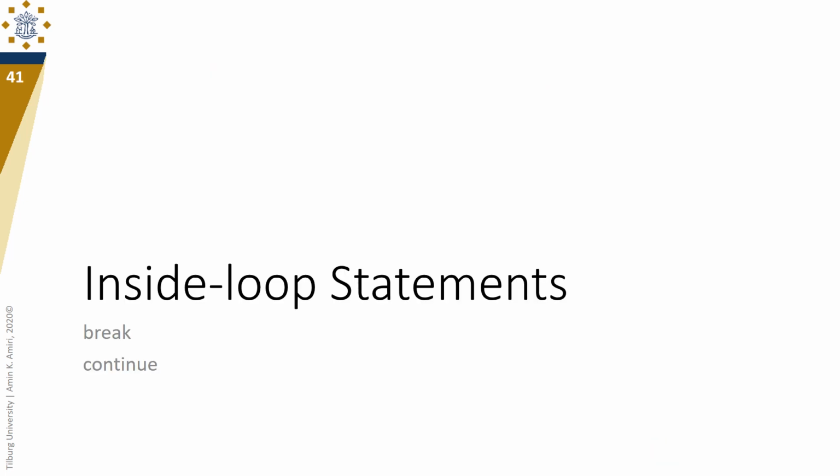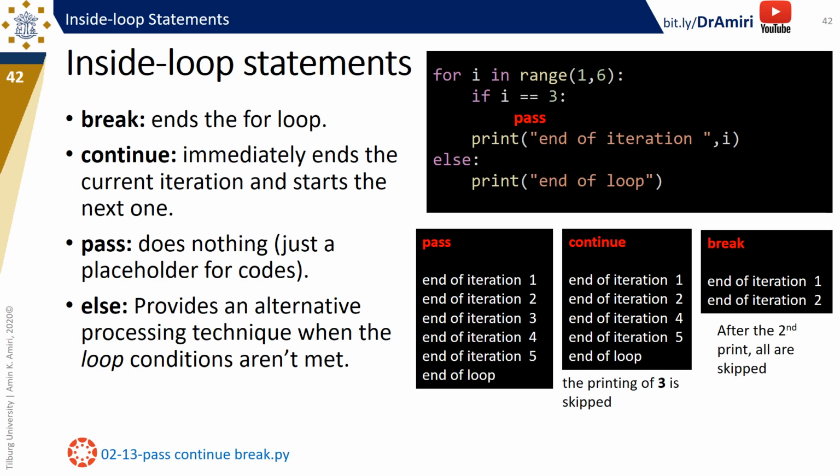In this section, I describe commands that we usually put under an if statement, but they have influence on the behavior of the loops. Those commands are like break and continue. Let me explain these inside loop commands using an example. You see on the right side a for loop that takes i into 5 iterations from 1 to 5.